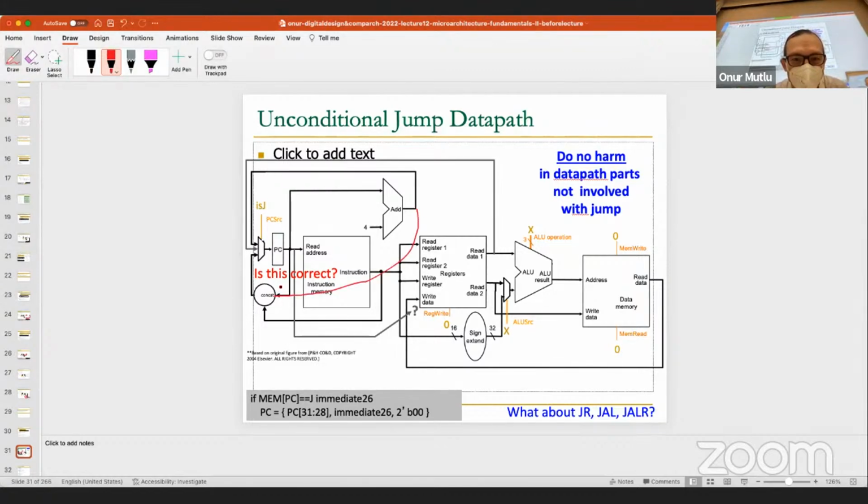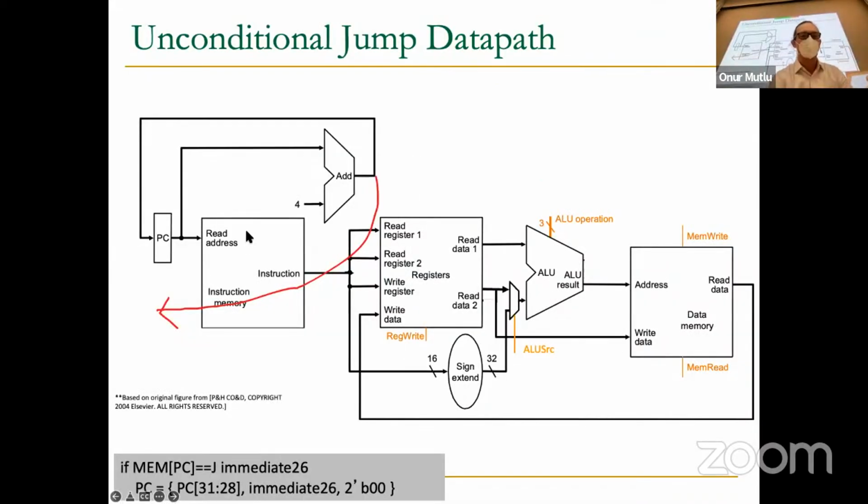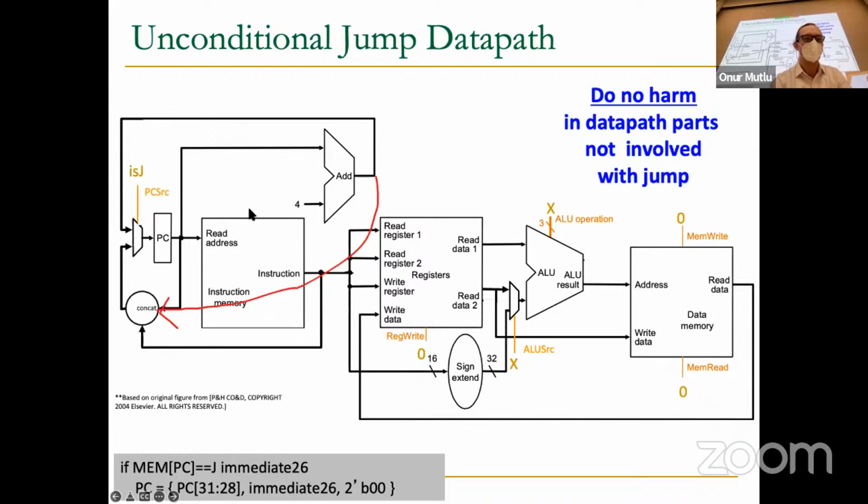Concatenation input should be here, not coming from the PC. Does that make sense? Okay. Basically, this is incorrect based on the specification of the ISA. And this is a very common mistake, actually. Unfortunately, this is the specification of the ISA. So you should always be careful when you're dealing with the ISA. You should read the specification correctly and get the right thing from the data path. Okay, hopefully that makes sense.